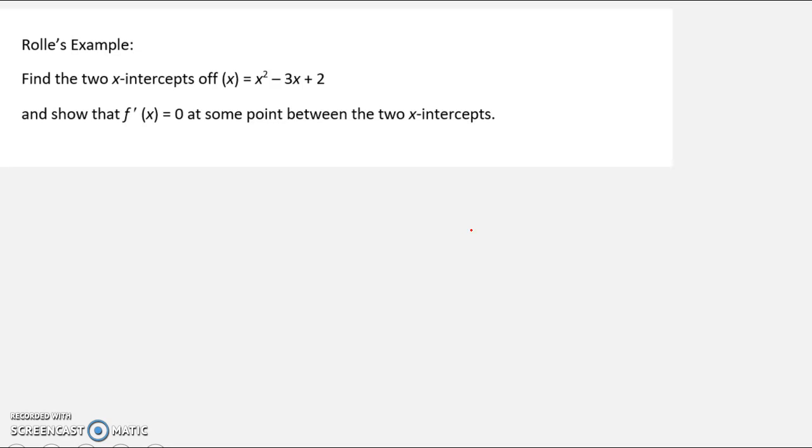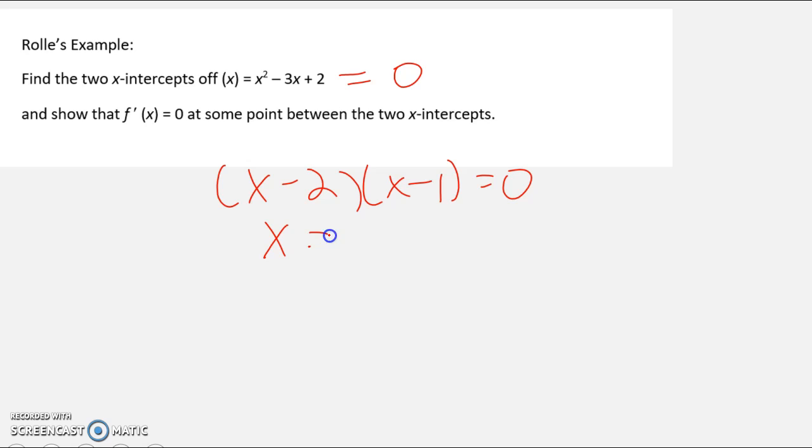Again, Rolle's theorem says that there will definitely be a derivative equal to 0 at some point between the 2 x-intercepts, let's say. So let's first find the 2 x-intercepts of this function. That means we need to set this equal to 0. It's a quadratic, so I'm going to factor it and get my 2 x-intercepts of 2 and 1. So I know my graph crosses at 1 and 2, happy face graph, okay?